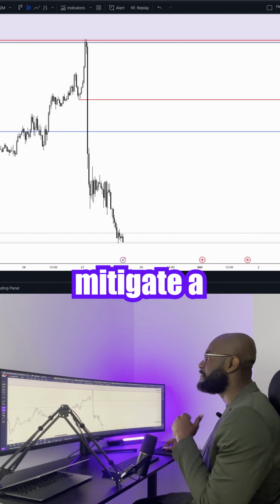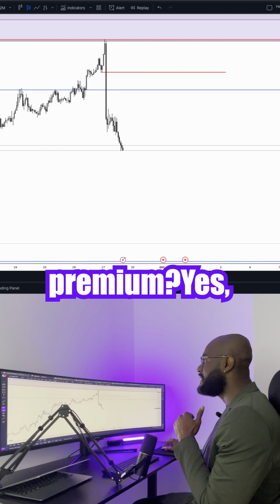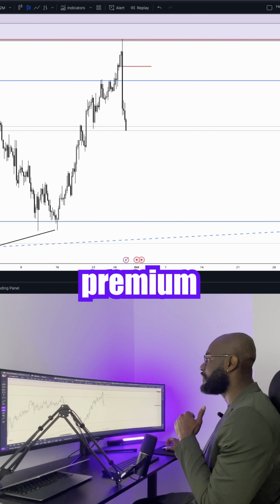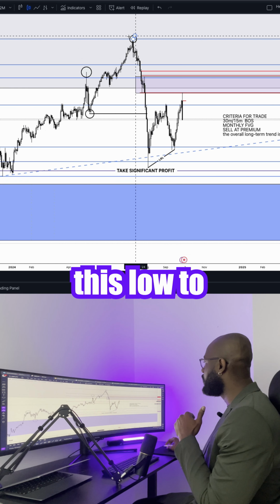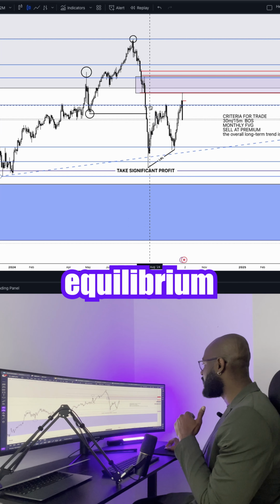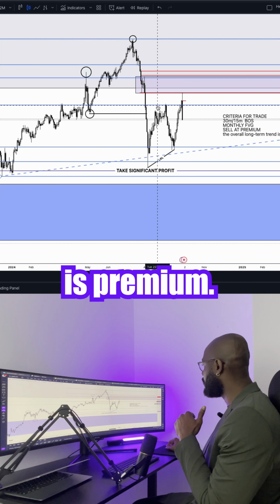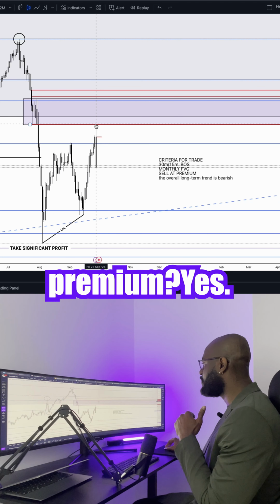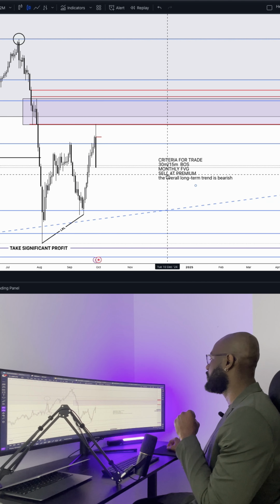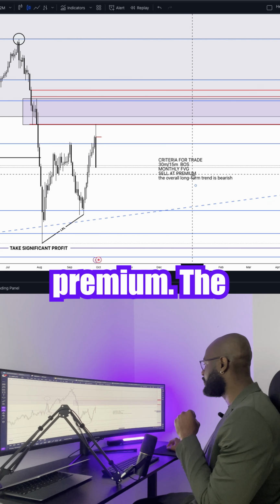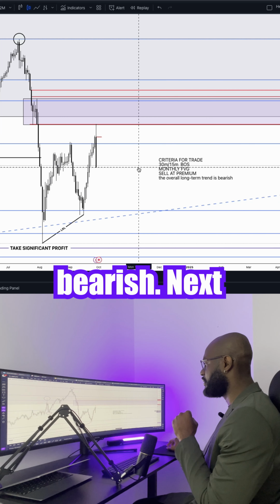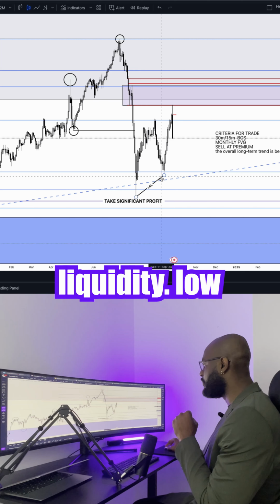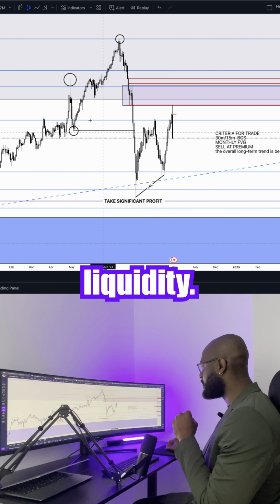Did it mitigate a premium? Yes, it did mitigate a premium position. If we use the Fibonacci from this low to this high, this is equilibrium. Anything above it is premium. Did we mitigate premium? Yes. Sell at premium. The overall long-term trend is bearish. Next, drawn liquidity, low resistance liquidity.